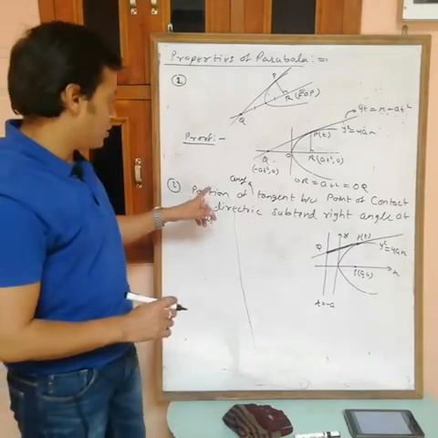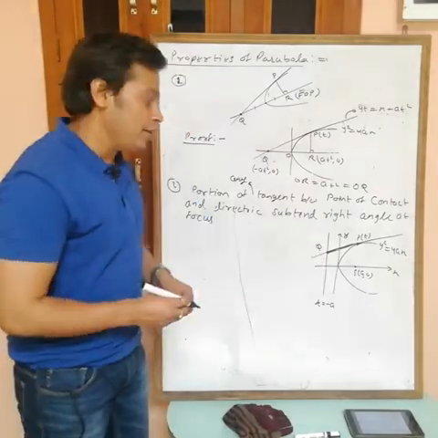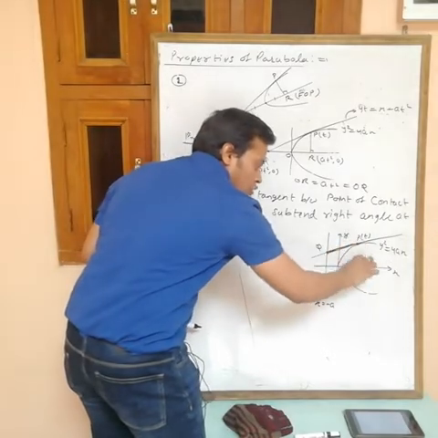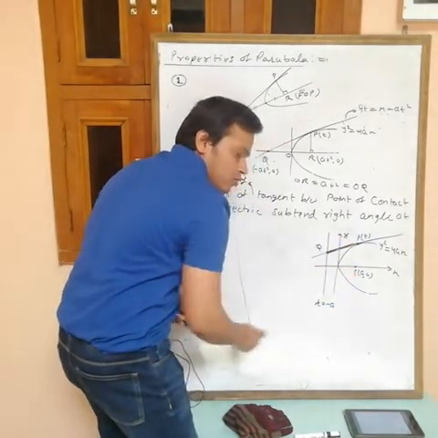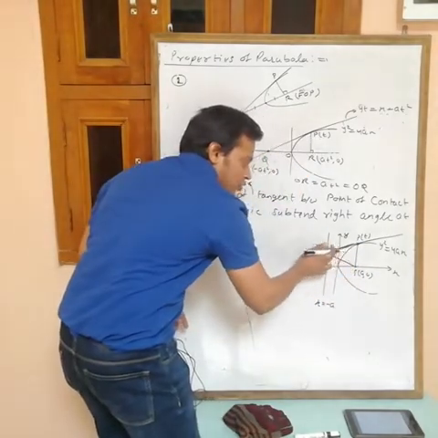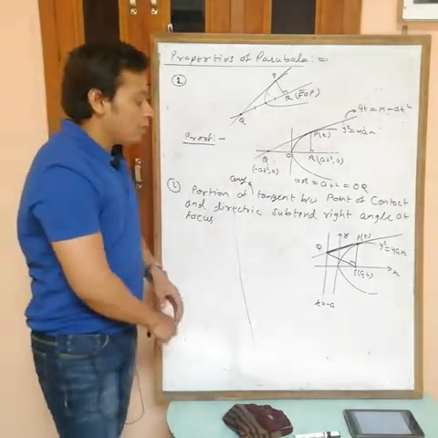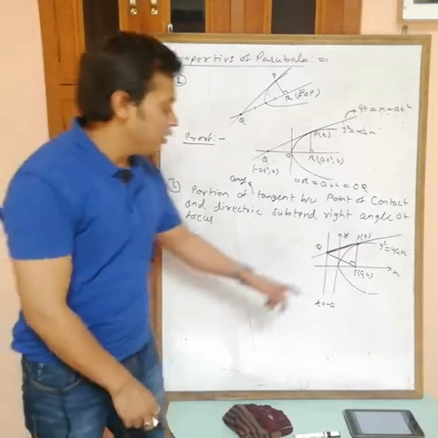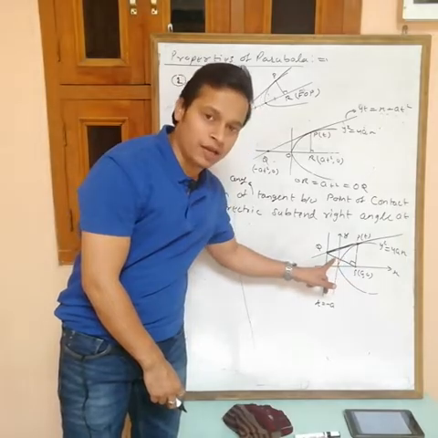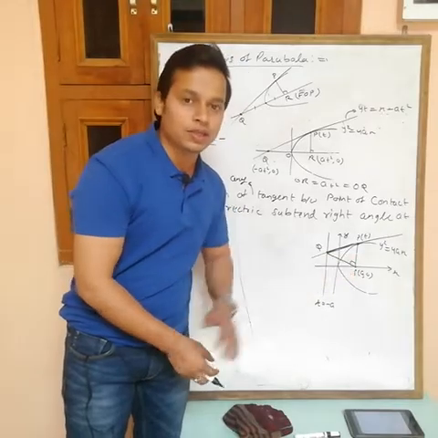Now with respect to this property, the portion of the tangent between the point of contact and the directrix subtends a right angle at the focus. It means the angle subtended by this PQ on the focus S is always equal to 90 degrees. So this angle is 90 degrees. How can I prove this angle is 90? Simple. It means these two are perpendicular. Find the slope of this line segment and the slope of this line. If m1 times m2 equals minus 1, then these are perpendicular and the angle is 90 degrees.